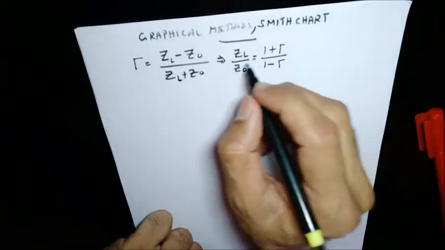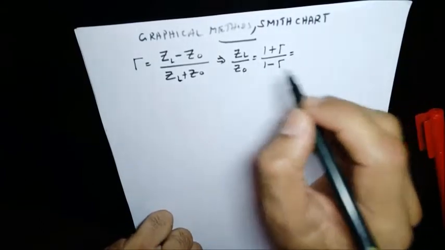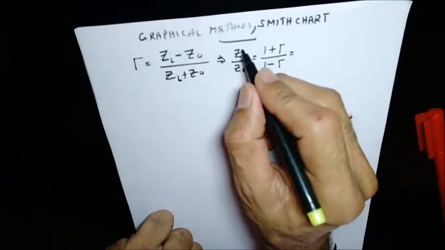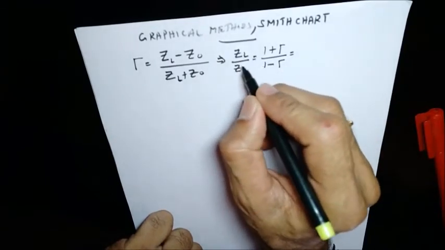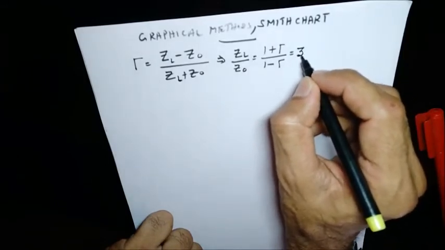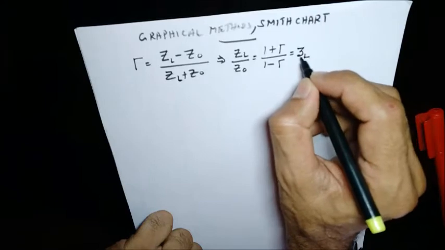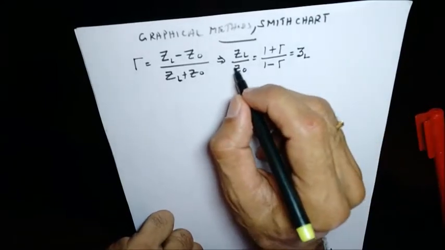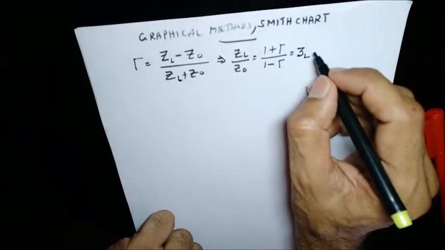Now this term ZL by Z0, if you see, is basically the load impedance divided by the characteristic impedance. So it is a normalized load impedance. I will write small z subscript L. So that's a normalized load impedance, normalized with respect to the characteristic impedance.